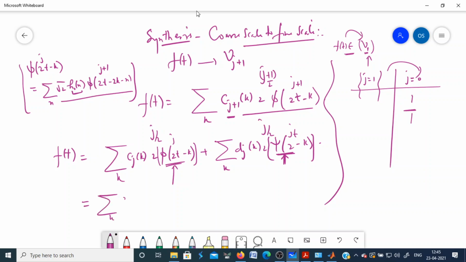You will have summation over k of c_j(k). If I now replace this function with this equation, you will have one more summation here, summation of h naught(n).